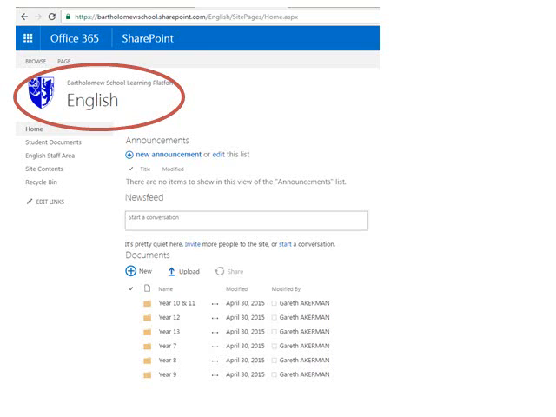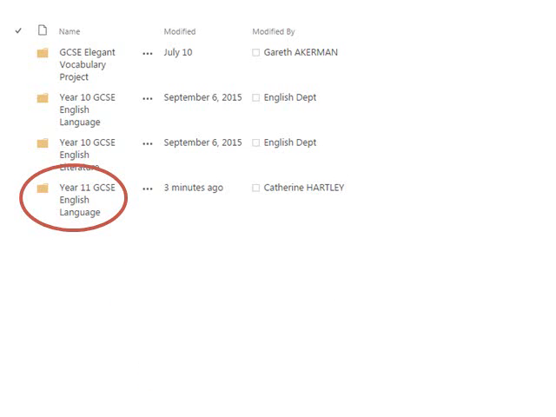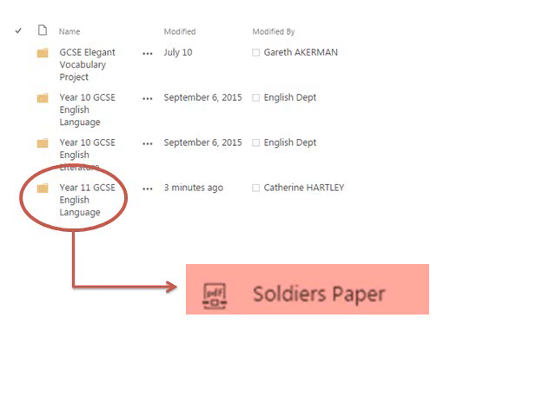So just go to the English page, select Year 10 and 11. When you're there, you should see a folder called Year 11 GCSE English Language, and when you click through, you should find the PDF document called Soldiers Paper. So if you haven't got the paper, pause the video, find the document, print it out, and then we'll be ready to get started.